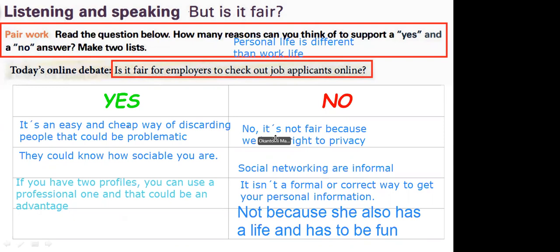Let's go for the no. No, it's not fair because we have, actually, right to privacy is a noun. So the right to privacy. There. Next.